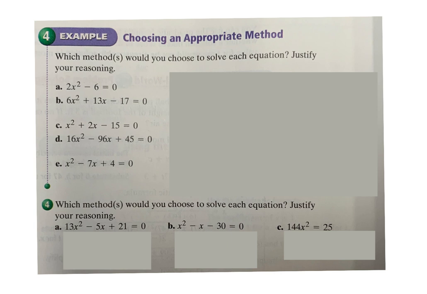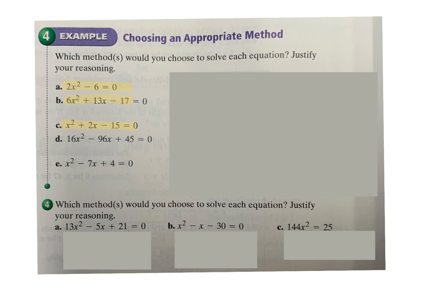Easiest way to solve these. So if I were looking at A, we do not have a bx. I would just add the 6 over and divide by 2. All right, and then I would have the square root, positive and negative root of 3. All right, for B, that does not look like something I want to factor. So I would probably use quadratic formula there. All right, C, that looks like something I could factor. Factors of 15 that subtract to give me 2. I'm just going to factor it and set each factor equal to 0.